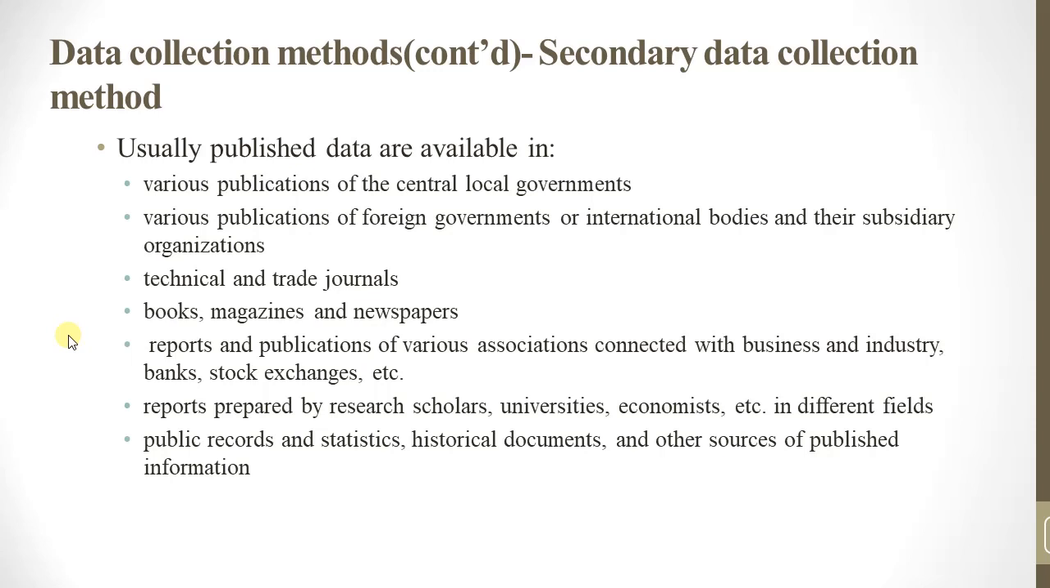Usually, published data are available in various publications of the central and state governments, various publications of foreign governments or international bodies and their subsidiary organizations, technical and trade journals, books, magazines, and newspapers, reports and publications of various associations connected with business and industry, banks, stock exchanges, etc., reports prepared by research scholars, universities, economists, etc. in different fields, public records and statistics, historical documents, and other sources of published information.